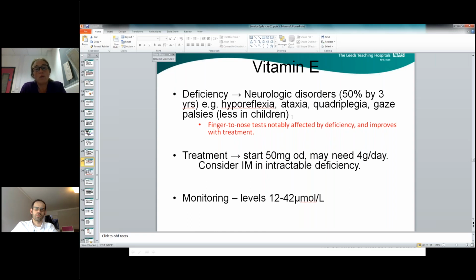And we make a lot of effort to replenish vitamin E in children who've got low levels. And that would be starting with a very low dose or standard dose of 50 milligrams. But actually some of our very severely intrahepatic cholestatic children may need doses as high as 4 grams a day, which is absolutely massive. And if on those doses we're still not getting adequate levels, then we would give it IM monthly to try and get the levels in range. And any neurological problems do improve when you get the levels up. So it's worth persevering with treatment.